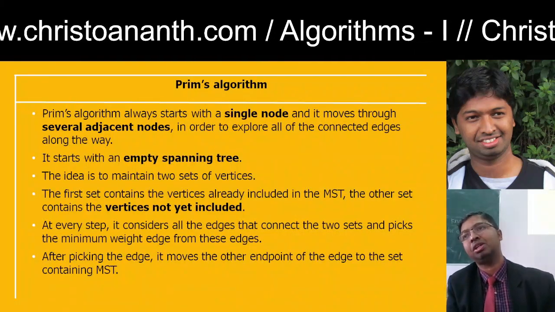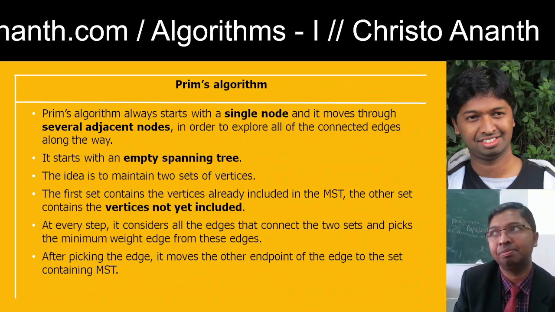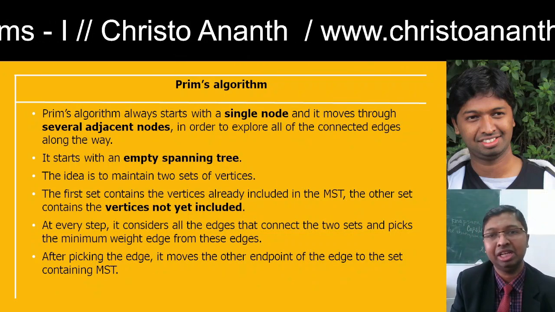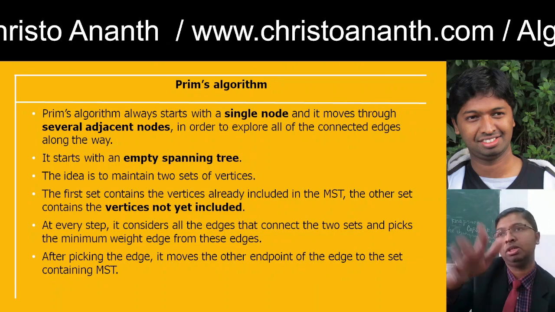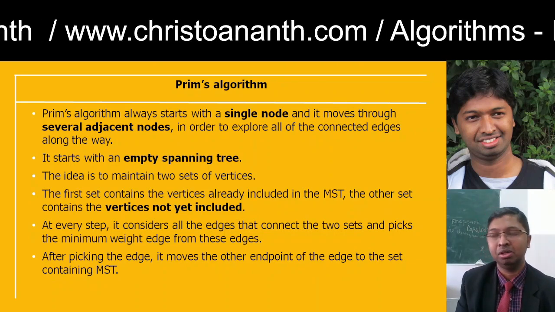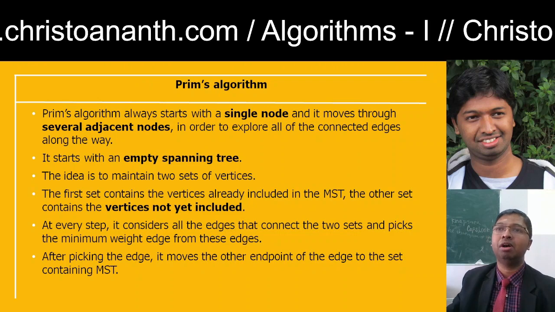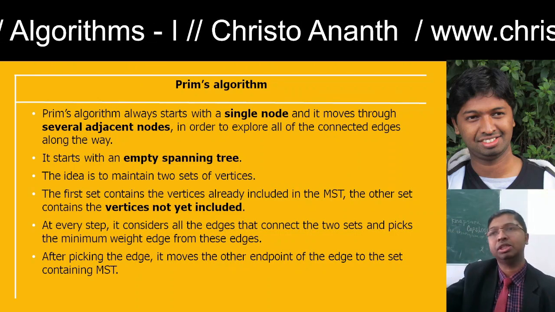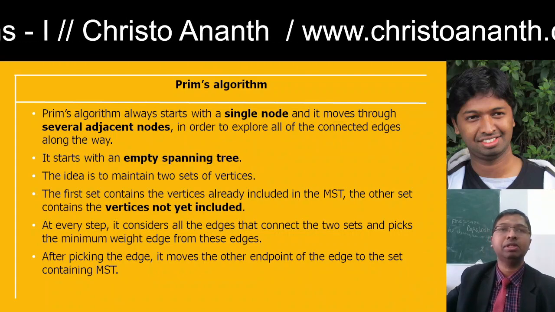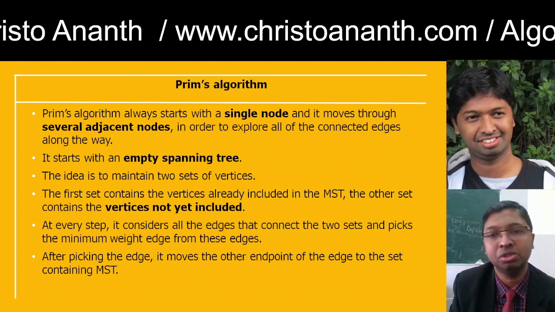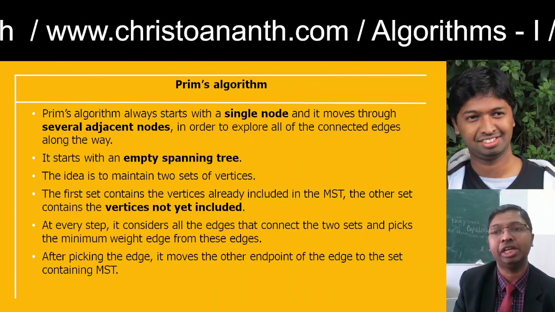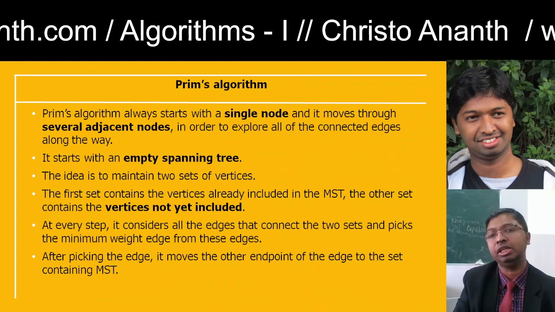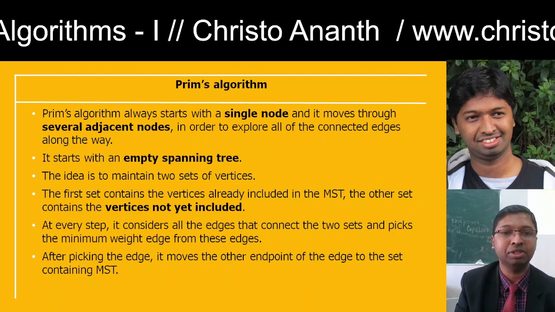So this is Prim's algorithm. You find the weighting factors corresponding to each of the nodes. You start with a single node and move to the adjacent nodes. The minimum node you have already selected, you put it in the subset, and afterwards the remaining adjacent nodes will be selected, exploring the connected edges. So we start with an empty spanning tree, and you have to maintain the set of vertices that are included.